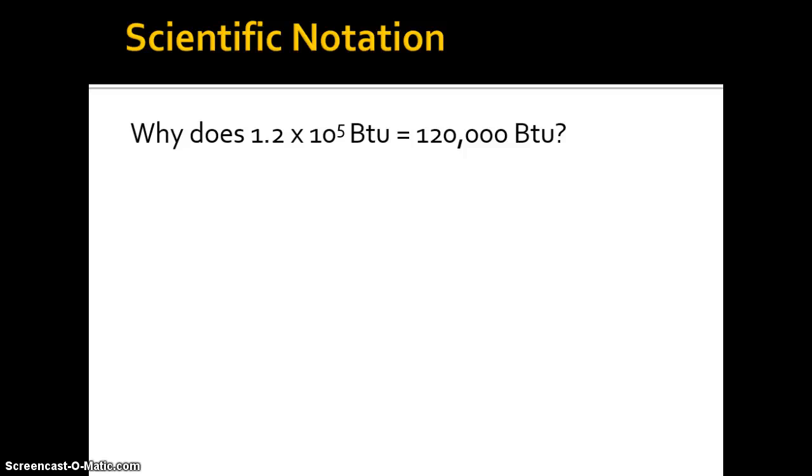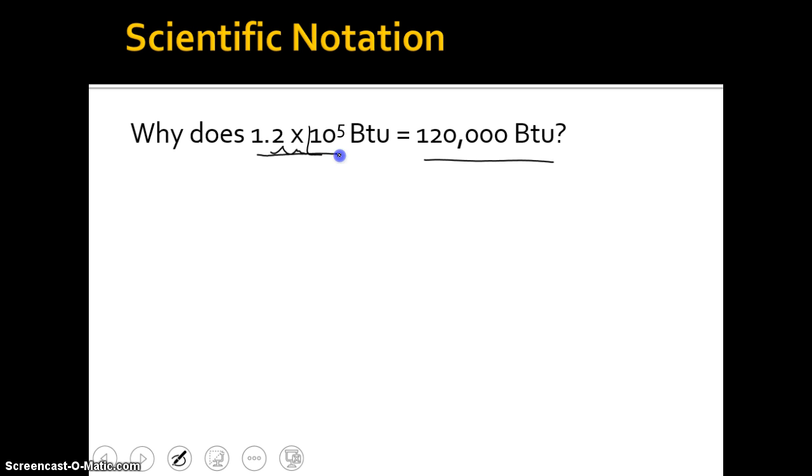So here's a little explanation of how scientific notation works, just in case you're wondering why it works out the way it does. We know that 1.2 times 10 to the fifth, so you'd count out one and then four more zeros, you end up with this number. So how does that actually work? Why do they equate to each other?